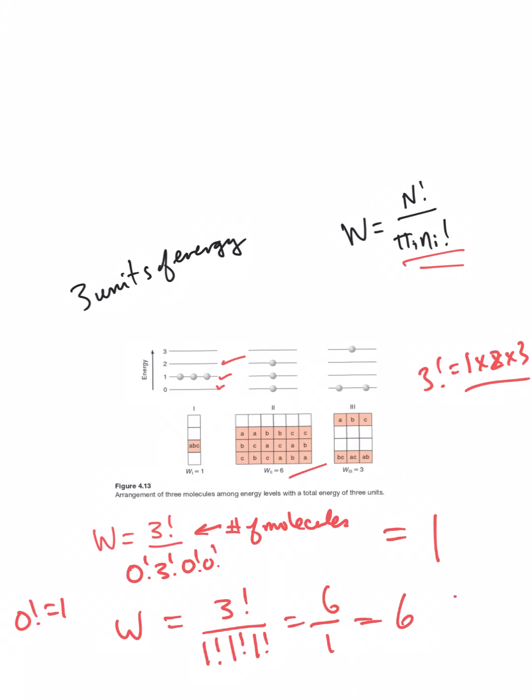And then finally, we've got 3 factorial over 2 factorial, 0 factorial, 1 factorial. So that ends up being 6 divided by 2, which is equal to 3. And you can see there are 3 different ways there. The point of this is that as the numbers increase, the most probable result far exceeds the populations of the less likely results. And these simple examples show you how that trend begins to happen.